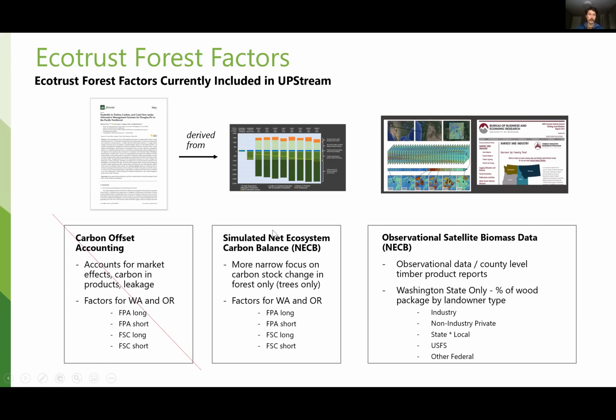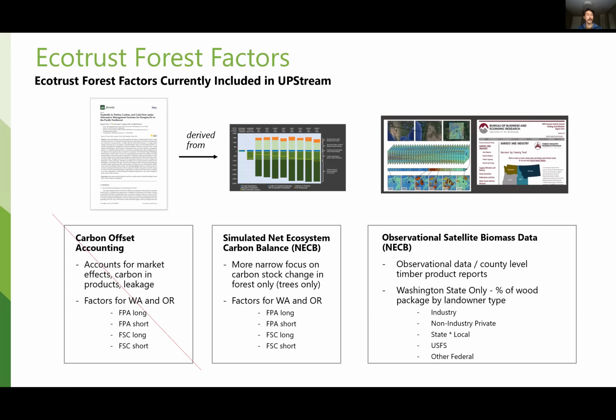And as Bree mentioned, with these factors we're able to analyze, between Washington and Oregon, the legal minimum scenarios versus FSC in a long and short rotation. So we have those currently baked into the tool. Then the newest round of data that EcoTrust is working on, which is really exciting, uses observational biomass data from the NASA LandTrendr carbon monitoring program. They're able to use the satellite imagery to determine what that biomass change is. So that gives them their stock change.